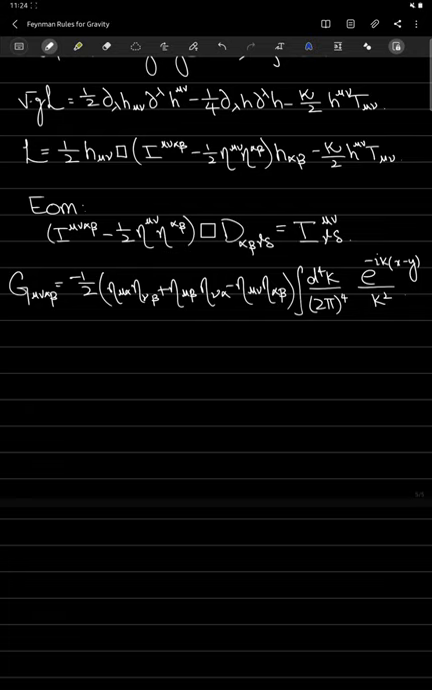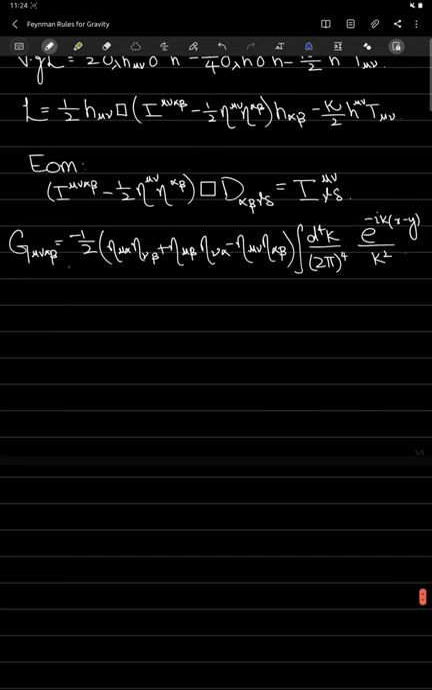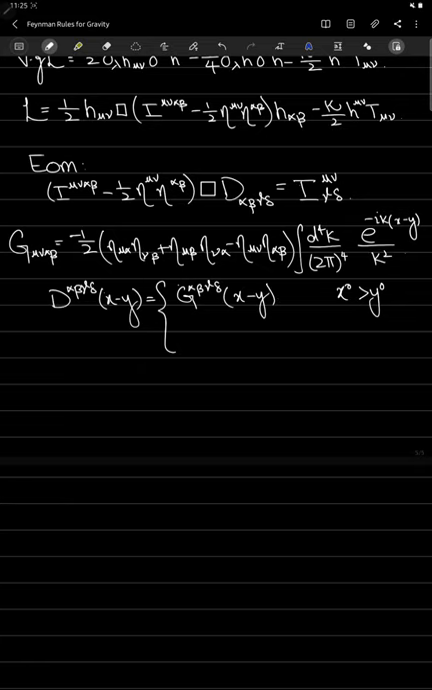And now we'll just assume the initial conditions that correspond to a Feynman propagator, which is this D, and those initial conditions are D_{αβγδ}(x minus y) is equal to, well, you'll have two cases. One is when your x^0 is greater than y^0. In that case, you just have your G_{αβγδ}(x minus y). And for the other case where x^0 is less than y^0, you have G_{αβγδ}(y minus x).